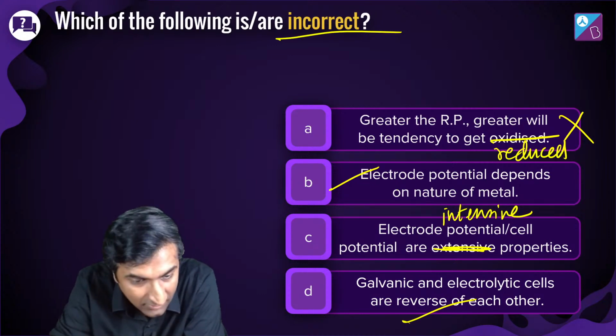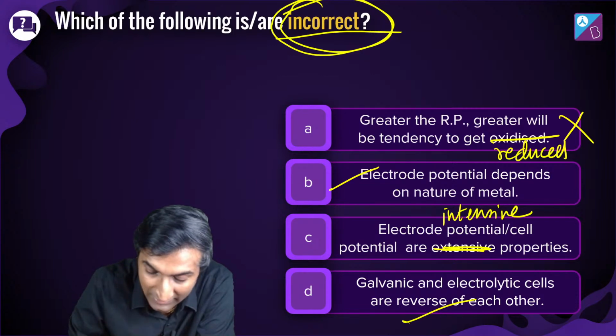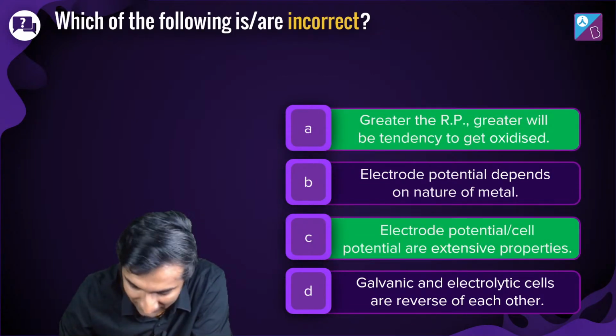A, C or B and D? Make sure you read the question carefully. Which of the following are incorrect? Which means A and C are incorrect. Okay?